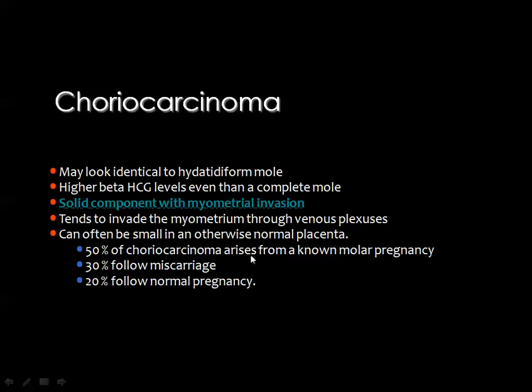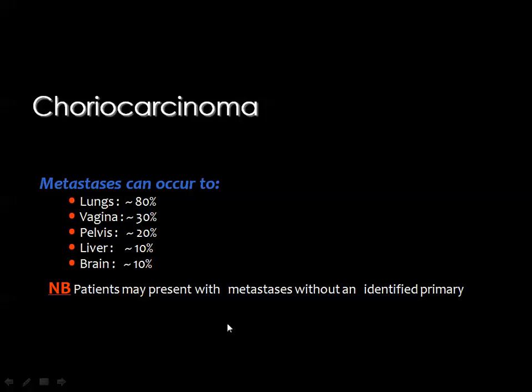50% arises from a non-molar pregnancy, 30% follows abortion, and 20% follow a normal pregnancy. And metastases from choriocarcinoma can affect most commonly the lung, then may affect the vagina and the pelvis, the liver, and the brain.